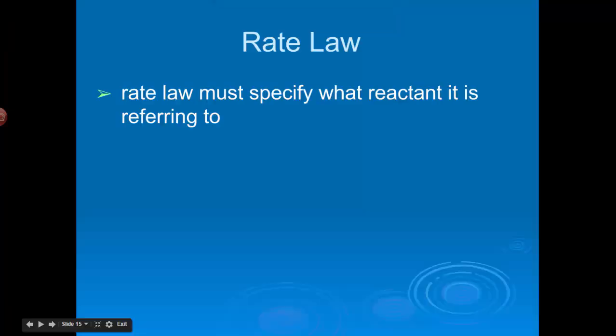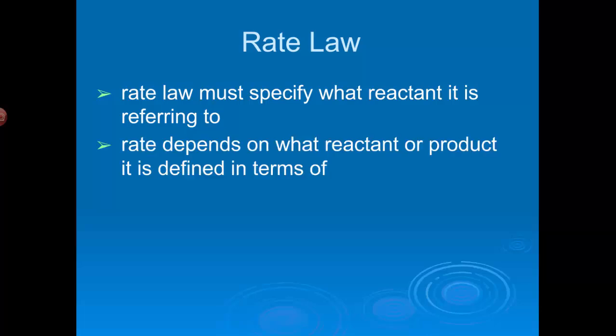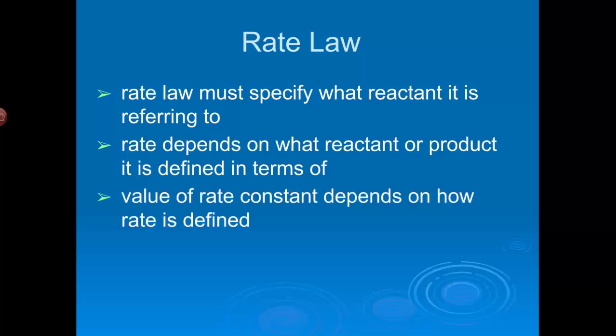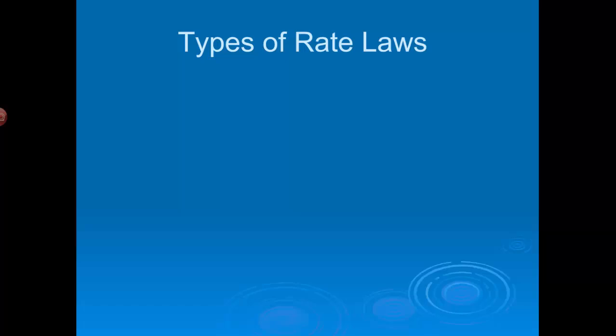So the rate law has to specify the reactant it's referring to. And sometimes it'll just be one reactant, sometimes it'll be many reactants, or all of them sometimes, okay? The rate of the reaction depends on what reactant or product the rate law is defined in terms of, right? The value of the rate constant depends on how we define the rate as well. It also depends on certain conditions of the reaction.